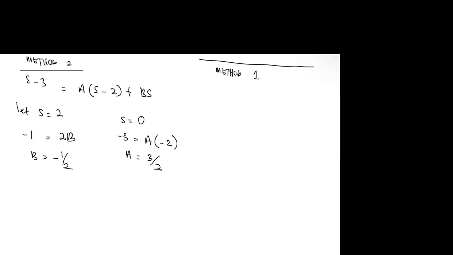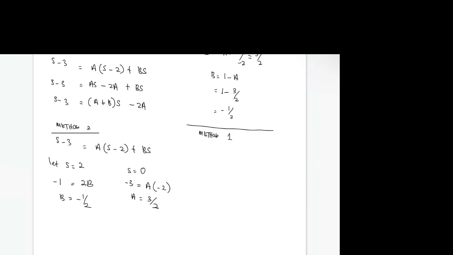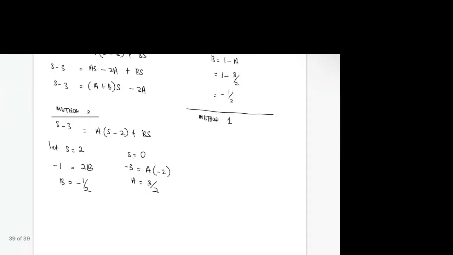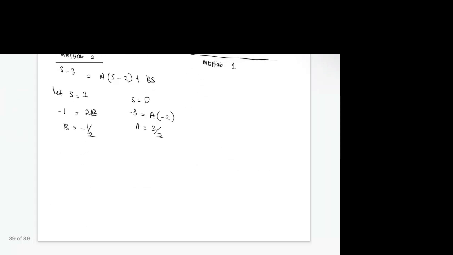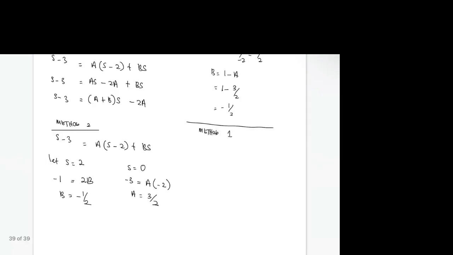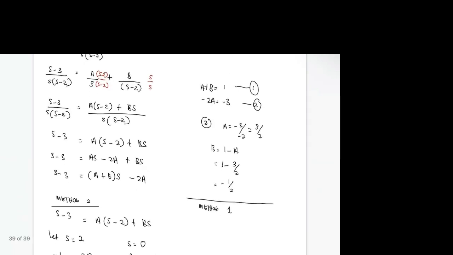So which one is more simple? I think method number 2 is more simple, right? So you don't need to expand this fraction. So now we know that a is 3 over 2, b is minus 1 over 2. So you substitute back the values for a and b into this fraction.